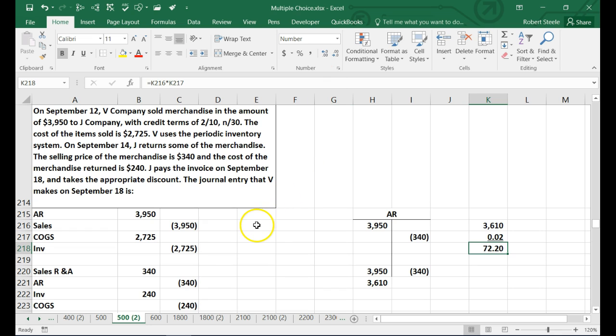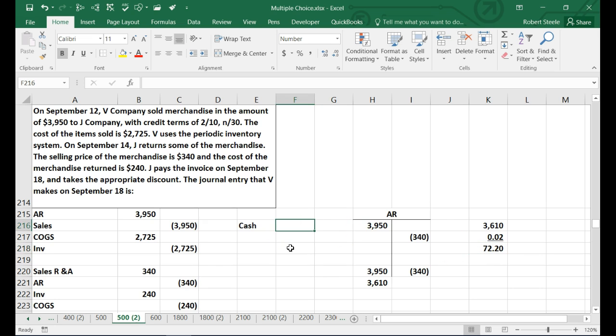72.20. So our journal entry then is going to be something like this. We are going to say once cash is received, we're going to get cash, and it would have been for the 3610, but we got a 72 discount. And there's a couple different ways. I mean, I could put this number minus this number.